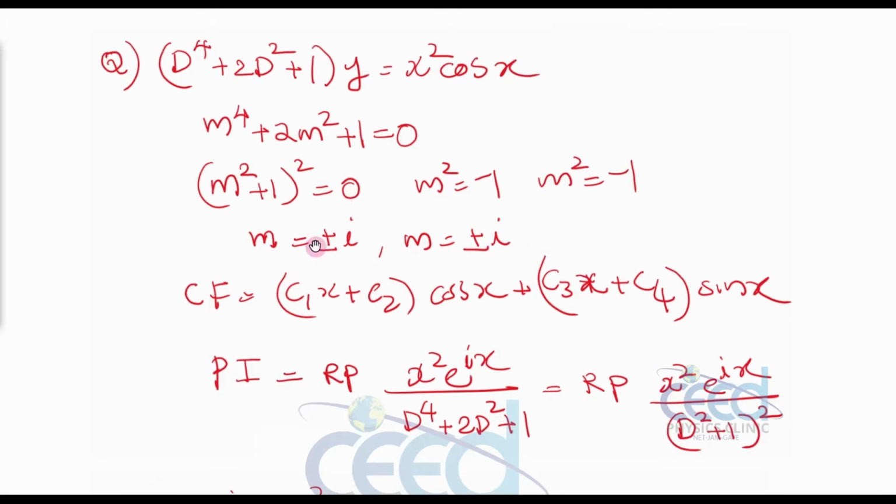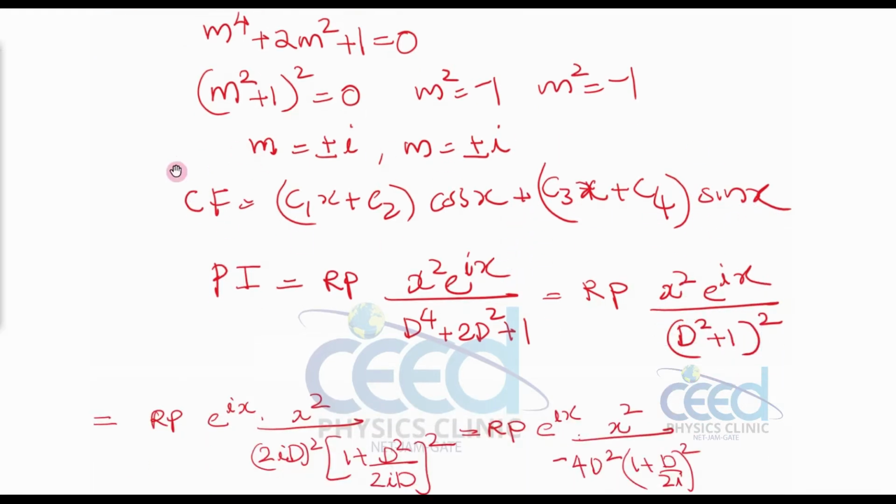Once you get the imaginary root repeating, then you can write the complementary function, as we have discussed in the previous lectures: (c1 x + c2) cos x + (c3 x + c4) sin x. So the complementary function we got.